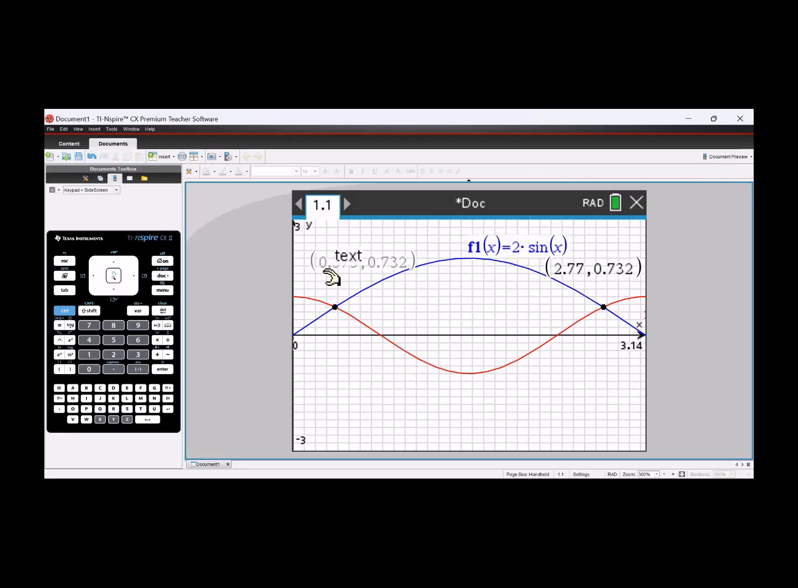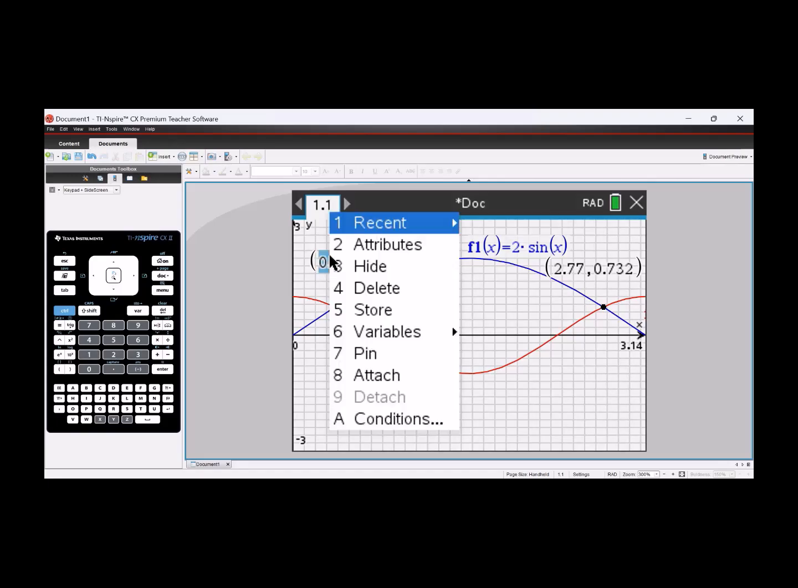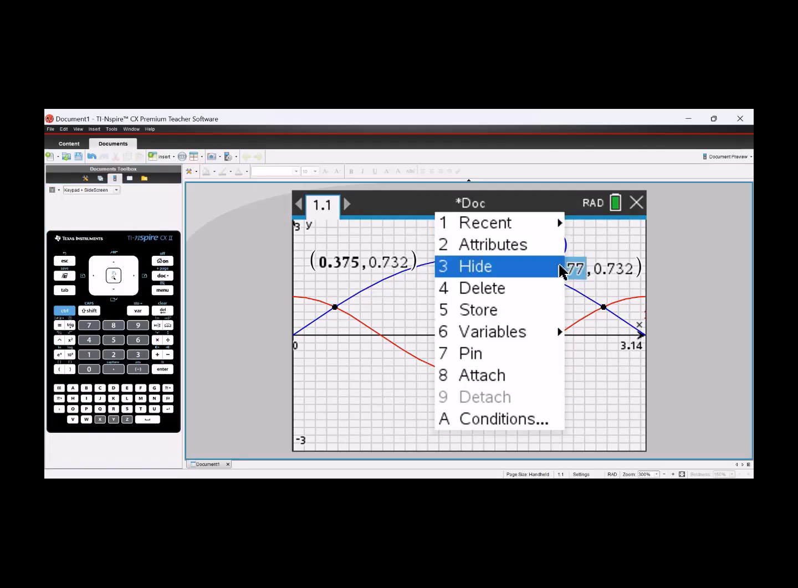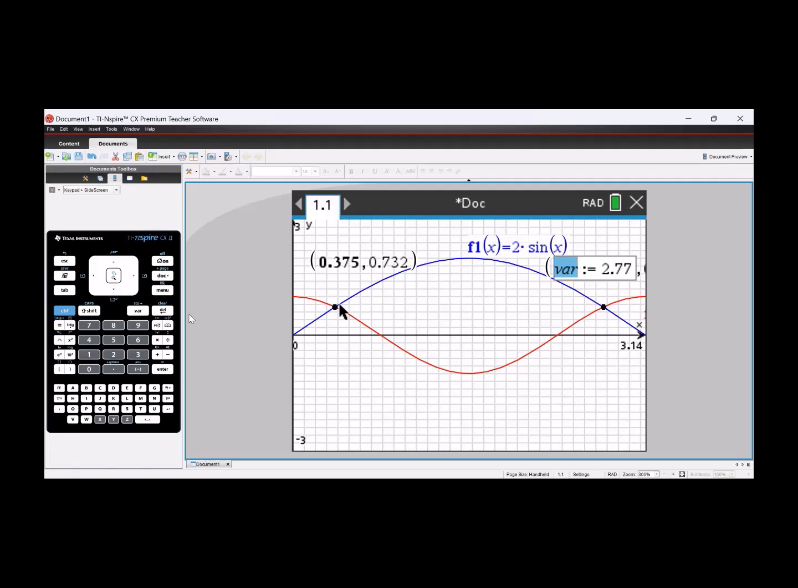So, a few things. I'm going to point at the first one. I'm going to control menu, and I'm going to store. I'm going to call the first variable, say, b, and enter. I'm going to do the same thing with the x value on the other point. I'm going to point at it, control menu, and store. This time I'll use C. The only reason I don't start at A is because we're using A for area, and then I just go across the keyboard. You can use whatever letters you want.